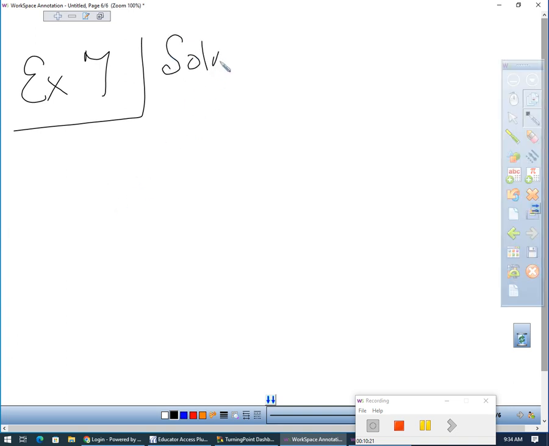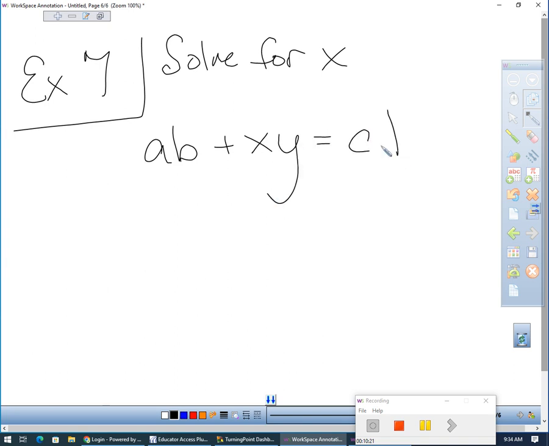Again, solve for x. Let's say I have ab plus xy equals cd minus xw.